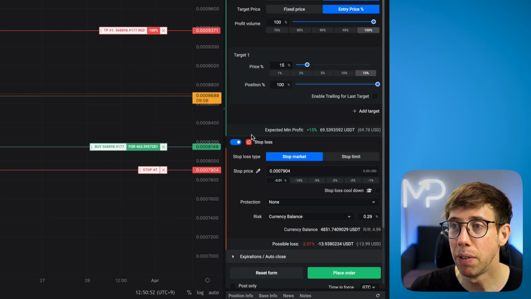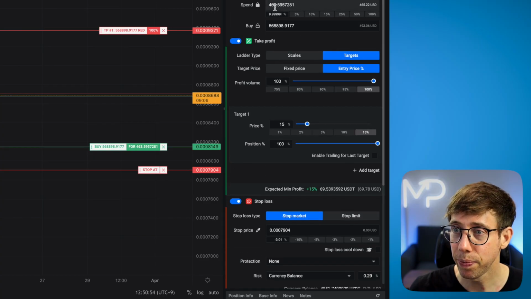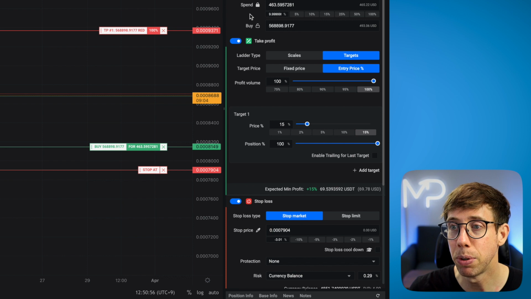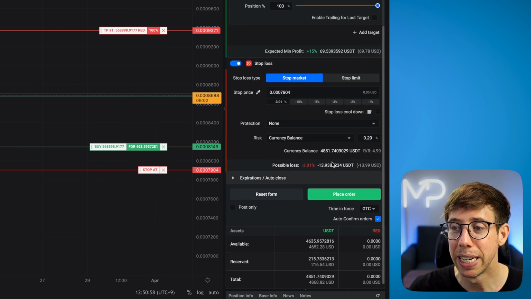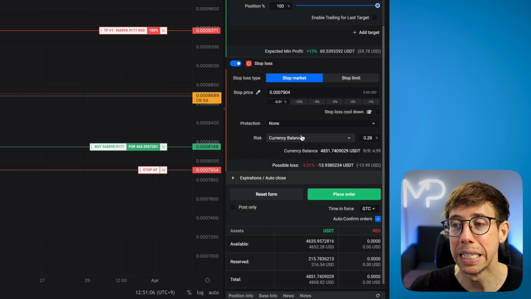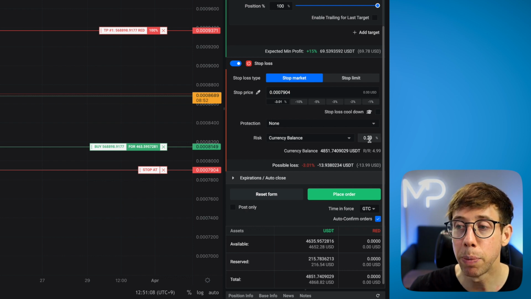So the unique thing about this with Altrady is that you're able to see the percentage of funds that you're willing to risk based on your total available quote currency. Based off of the amount that I have here, it's updated. So it now says 10%, sure. But let's say that the total possible loss right now is about $14. And the percentage of my currency balance, which is USDT, that means it's 0.3%.